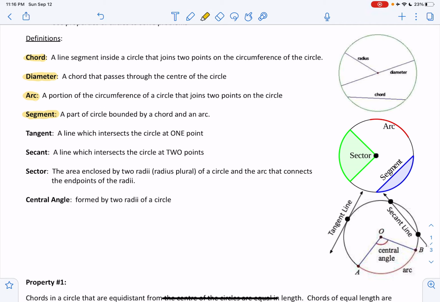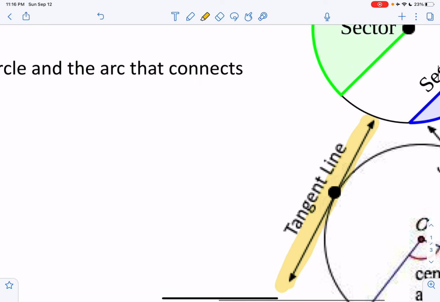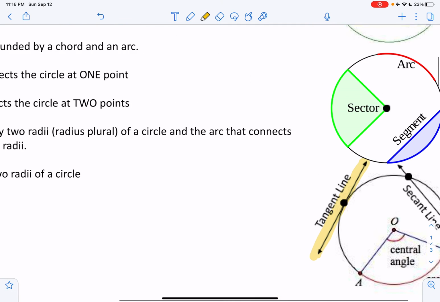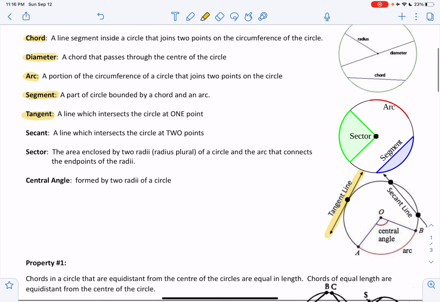Now the next one is what's called a tangent. And a tangent is a line which intersects the circle at only 1 point. So here's a tangent line over here. And if we look at it, it only hits the circle once. So even if I got a microscope and I looked really, really close, it doesn't hit it more than once. It just touches the edge of the circle and continues on. So if I want to draw another one, I can go here, touch the circle once and continue on.